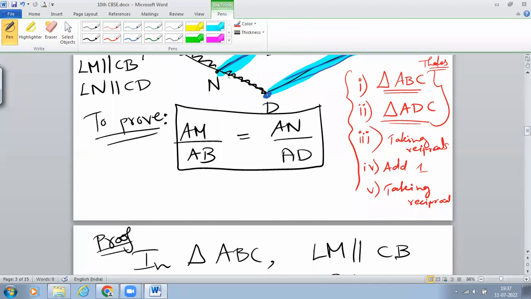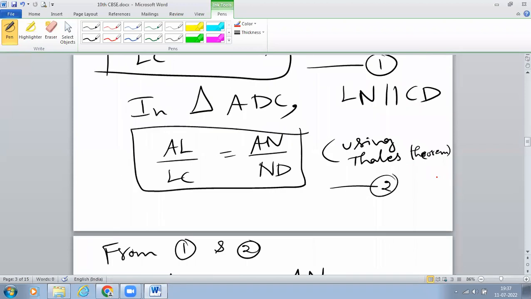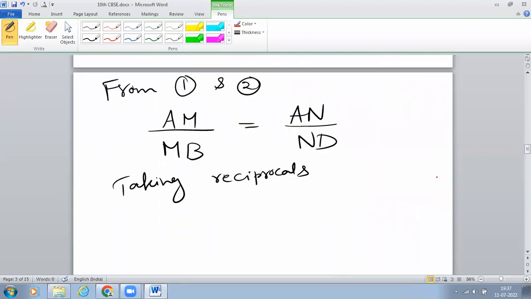So first we are taking triangle ABC and using the Thales theorem, and triangle ADC we are using Thales theorem. In the third step, after completing the first 2 steps, we are equating the 2 equations. Equating 2 equations, then taking reciprocal, adding 1, again taking reciprocal, that will give you the answer. Easy, right? Easy to remember. Yes or no?